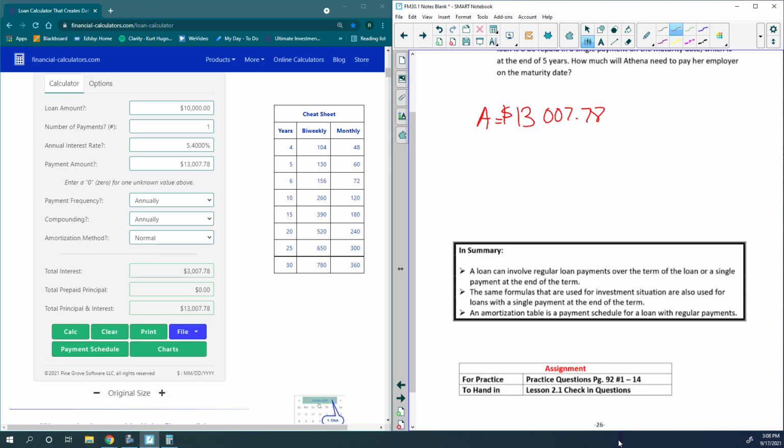So in summary, a loan can involve regular loan payments over the term of the loan or a single payment at the end of the term. The same formulas that are used for investment situations are also used for loans with a single payment at the end of the term. An amortization table is a payment schedule for a loan with regular payments.